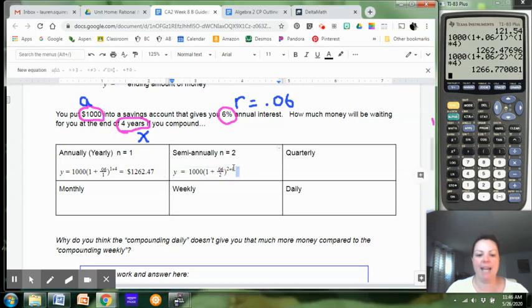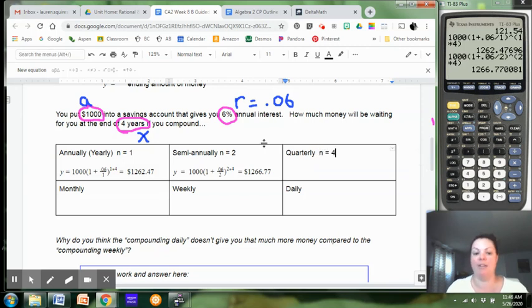And this time we're going to end up with a total of $1,266.77. Now quarterly, we've already done, but it refers to the fact that n is going to be 4.